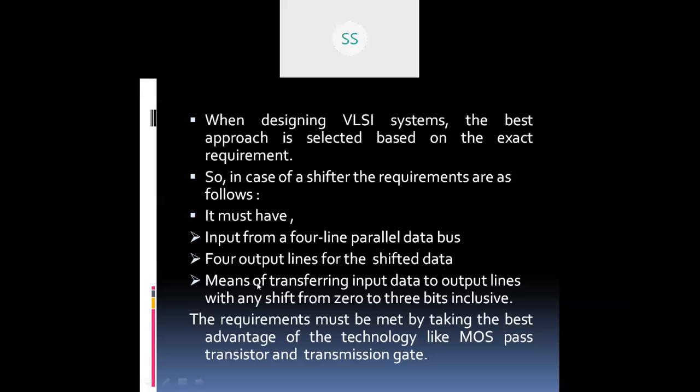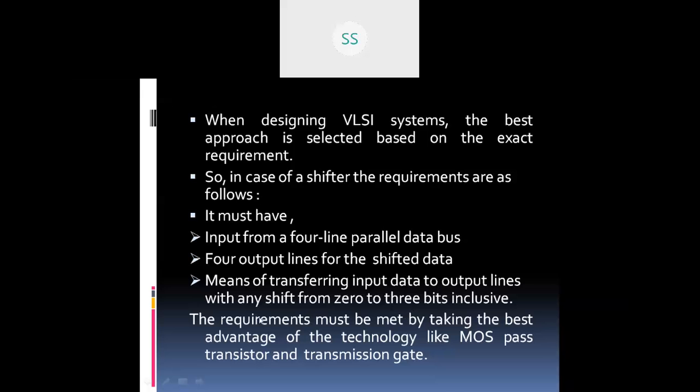Then there should be a means of transferring the input data to output lines with any shift from 0 to 3 bits inclusive. Here we have a 4-line input and a 4-line output. Similarly, we should also have some means for transferring the input data to the output lines, with any shift from 0 to 3 bits inclusive. So what is the means by which we can transfer the input data to the output lines?